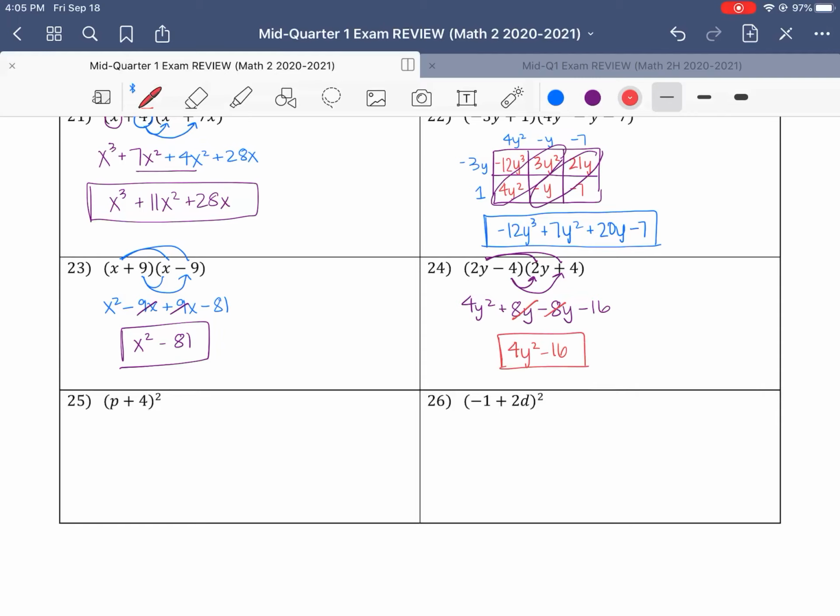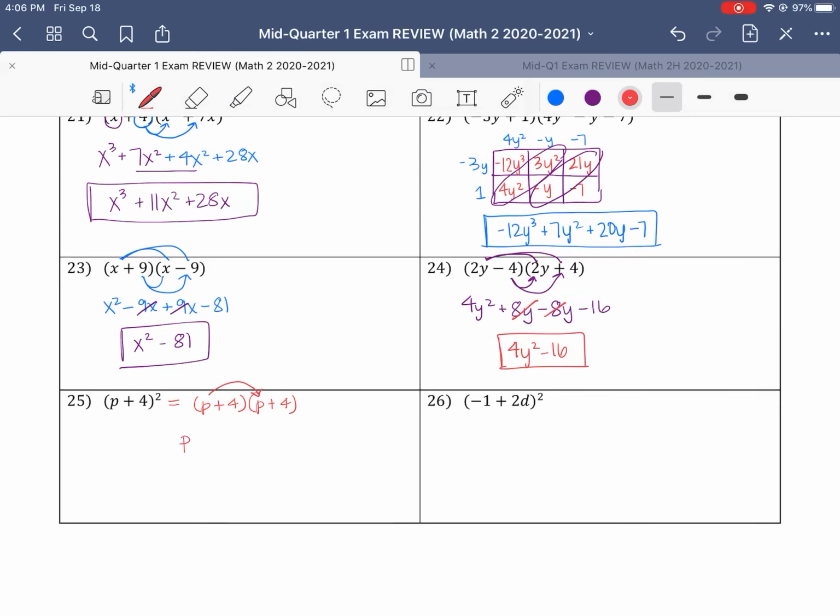The last ones, these are our square binomials. Remember, if we have (p plus 4) squared, that does not mean we can put the squared into all the terms. It means that there are 2 of these. So there's a p plus 4 and a p plus 4. Once you have them side by side, then we go ahead and multiply like we have been.